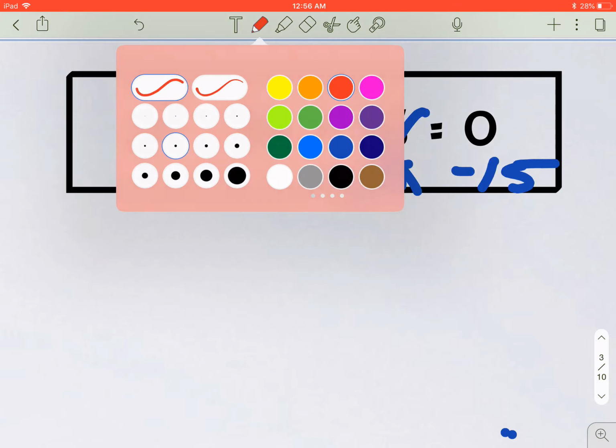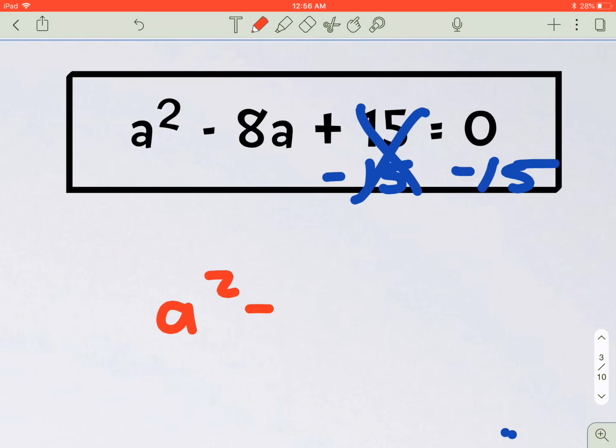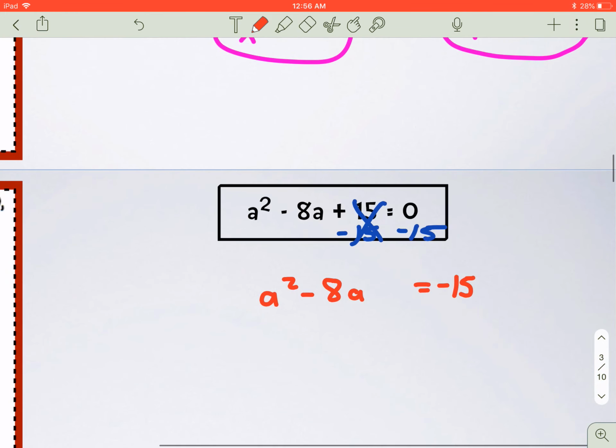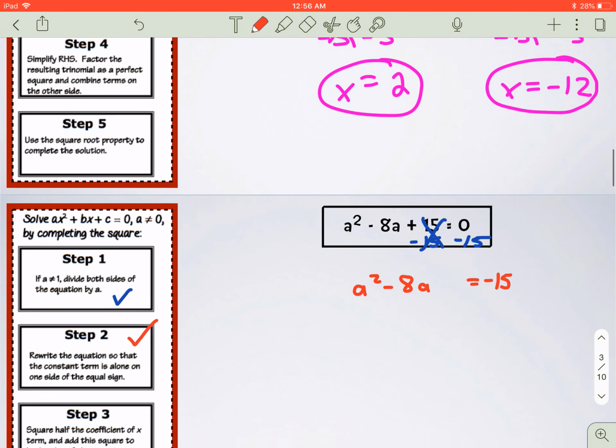That would leave me with a squared minus 8a. Once again, I'm going to leave a little bit of a space. Equals a negative 15. So now I have step 2 done.